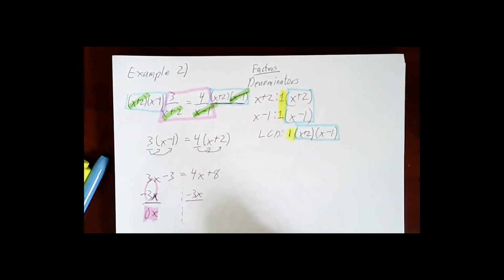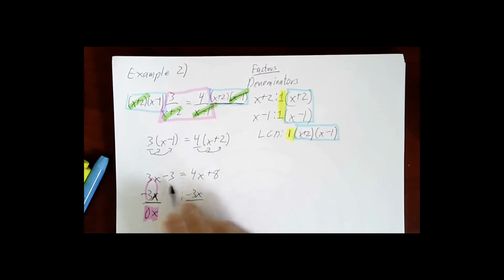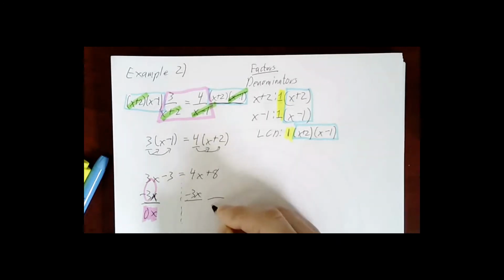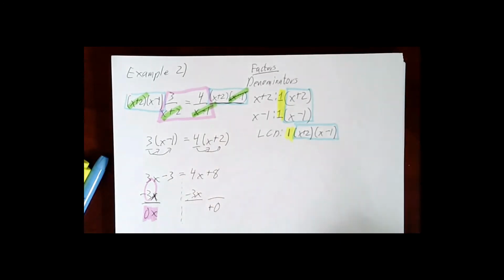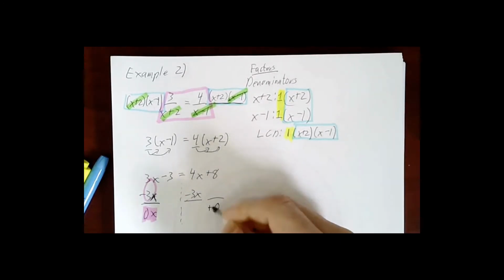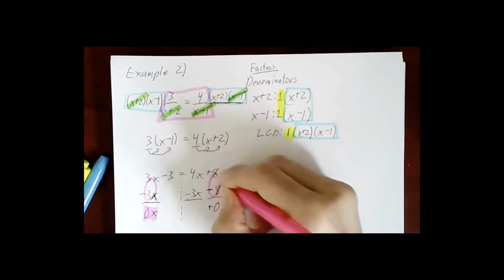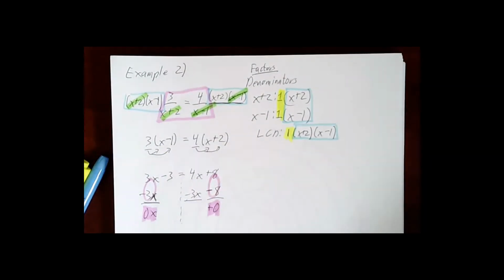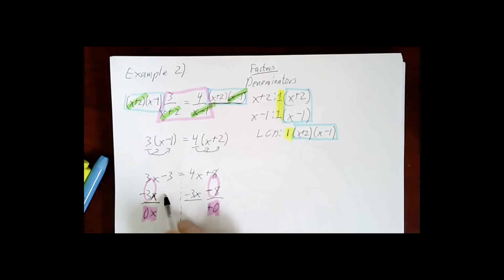Simultaneously, I might as well move all my constants to the other side. Since I moved my x's to the right, I'm going to move the 8 to the left. Again, in order to do this, I want this to be a plus 0. In order to make that plus 0, I have to subtract 8. So I'm going to subtract 8, so I have 0. And if I subtract 8 from one side, I need to subtract 8 from the other.